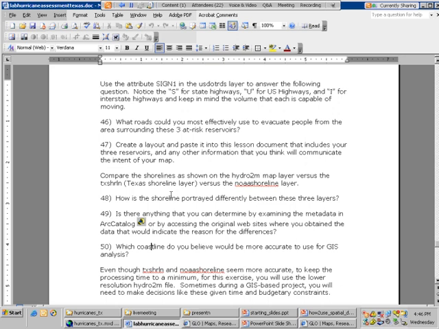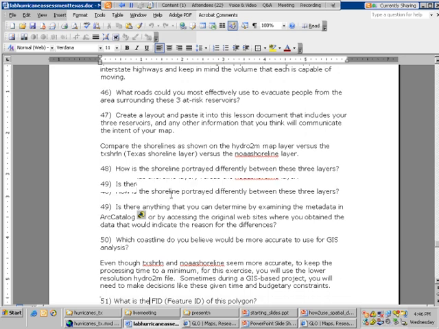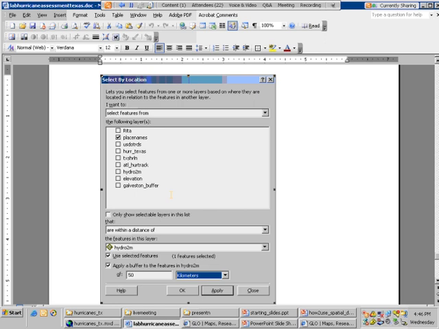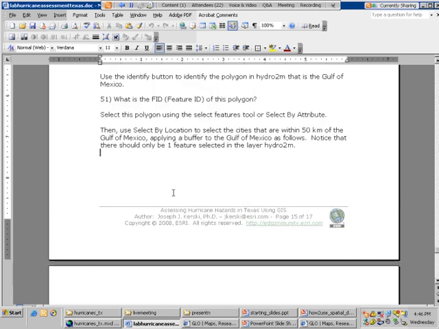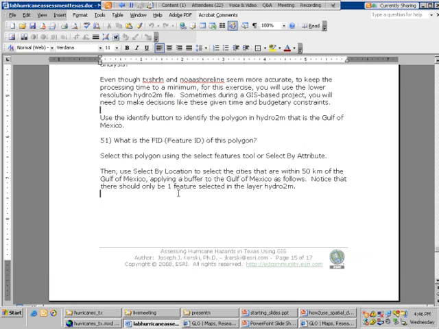And so depending on your application, if you buffered a coarse resolution shoreline, right, you're going to get a different area that is within, let's say, 100 kilometers of that shoreline than if you had buffered the detailed shoreline, right? Which coastline do you believe would be more accurate to use for GIS analysis in this case? Okay.